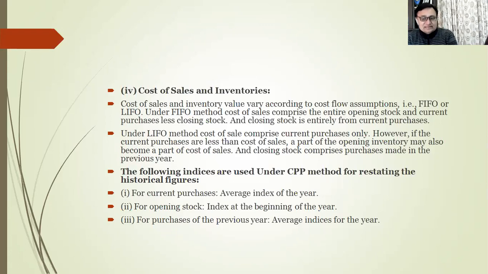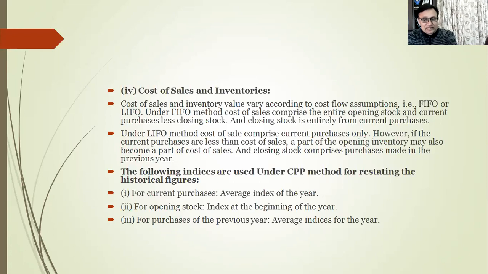The following indexes are used under the current purchasing power method for restating the historical values. For current purchases, we will use the average index of the year. For opening stock, the index at the beginning of the year will be used. And for purchases of the previous year, the average index of the previous year will be used.